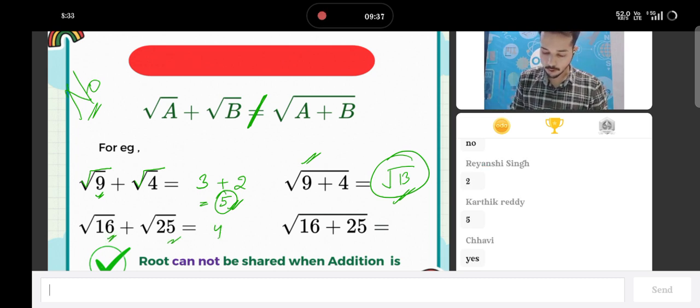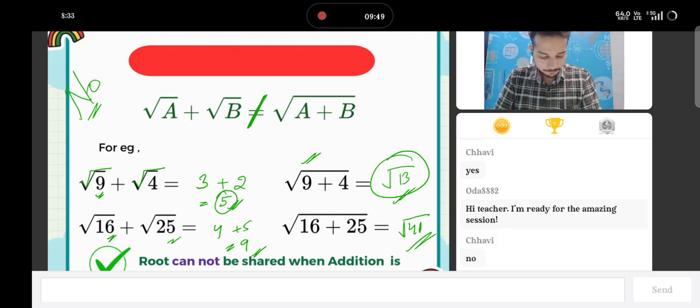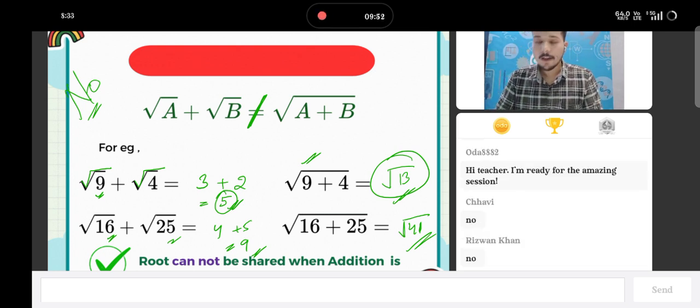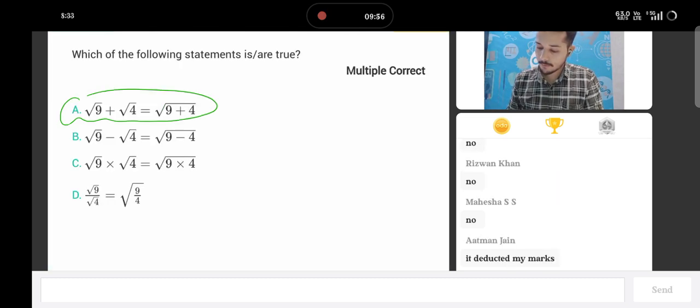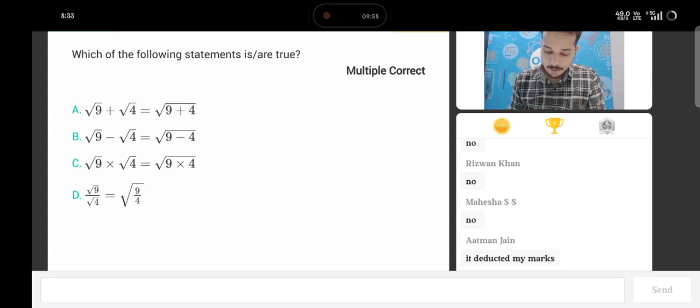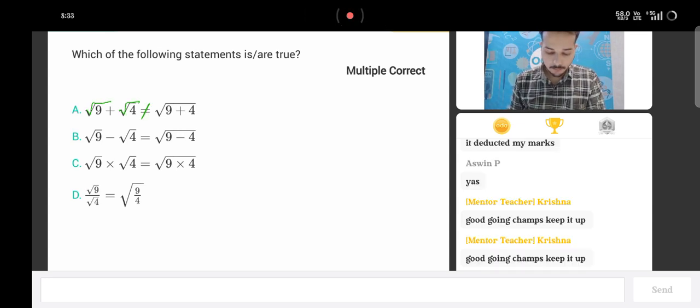Root 16 is 4, root 25 is 5, so we are getting 9. And here I'm getting root of 25 plus 16, which is root of 41. Bacho, tell me, is 9 and root 41 equal to each other? Are they equal? No, again. So what did we learn, Bacho? Students, tell me in the chat box, what did we learn? That, sir, you cannot put the root on the entire thing in the case of addition. We cannot do this. Understood?